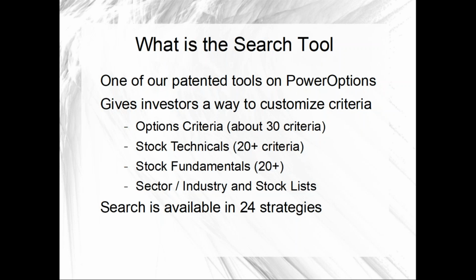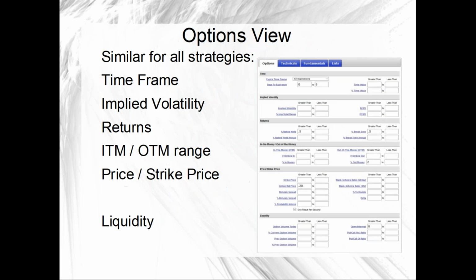And of course, there's a lists function which will allow you to create your own personal stock list or just select a predefined company list there as well. Okay? And of course, we support over 23, really 24 different strategies in the search tool as well. So various strategies that you can use to find just the positions that you want.